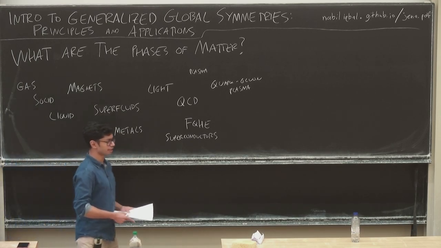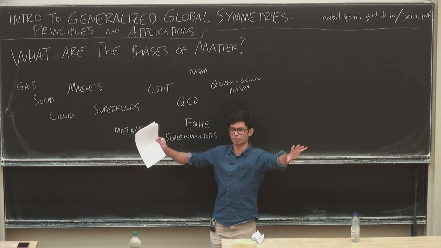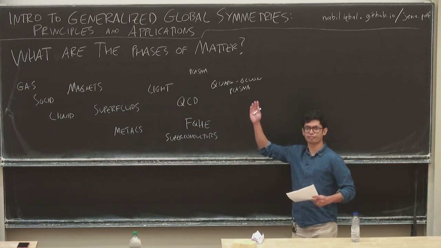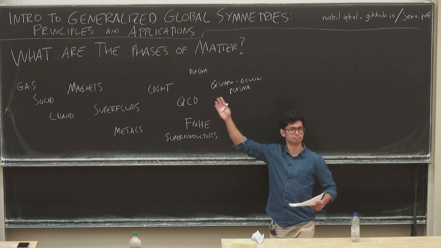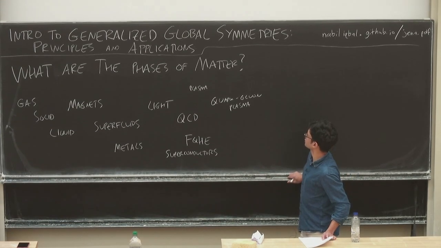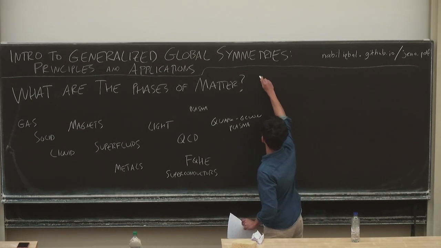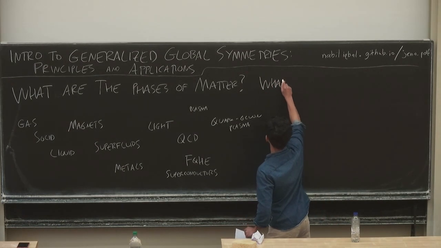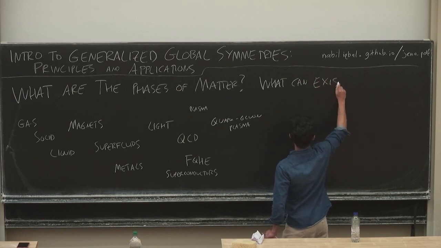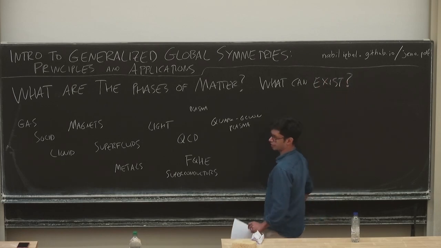I want to start in a very vague and fluffy way, okay? So I want to ask you, what are the phases of matter in the universe? Maybe another way to phrase that question is, instead of what are the phases of matter, really I'm asking, what can exist, okay? What can we have? How can matter arrange itself, okay?